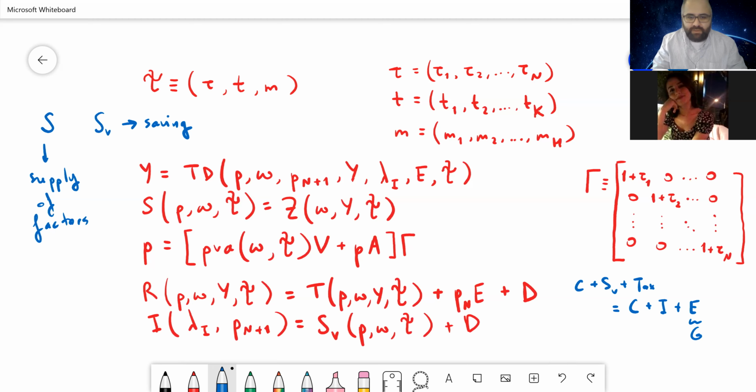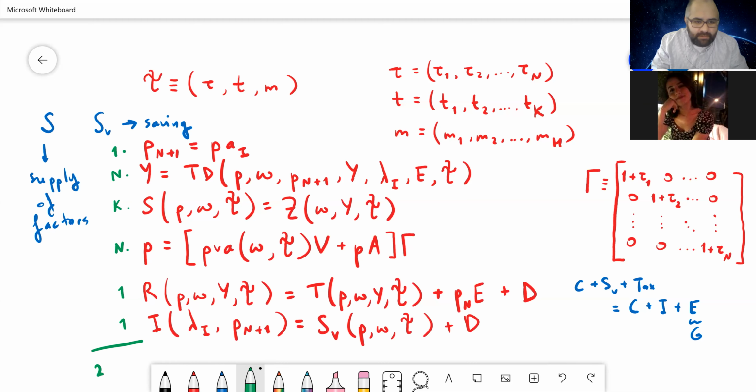And finally, let me put this equation here. We will have the definition of the price index for investment goods, right? So it is like this. Yeah, that's all. So let's count the equations again. This is just one equation, right? Here we have n equations. Here we have k equations, okay? Here we have n equations, right? This is one equation, this is one equation. So how many equations? Let's count. We have 2n plus k plus 3, right? 2n plus k plus 3.